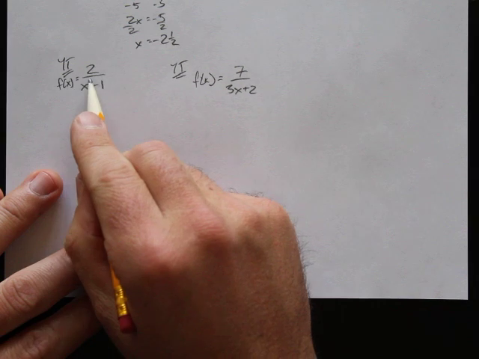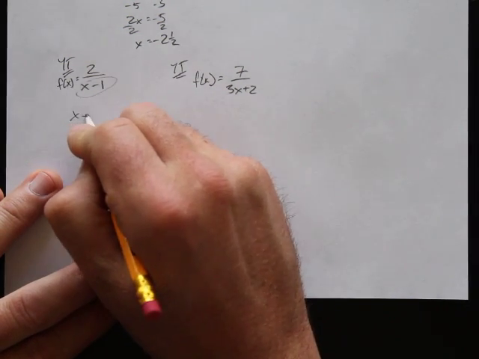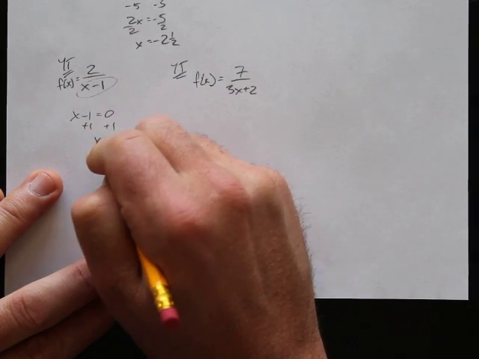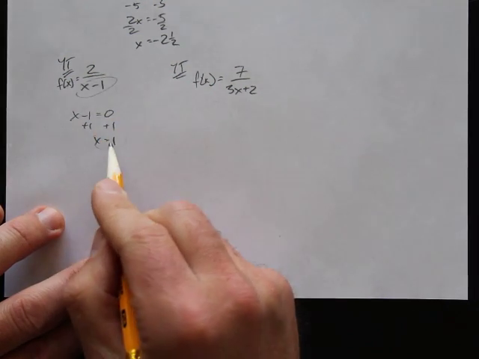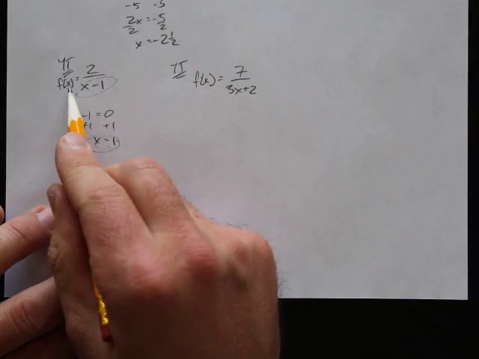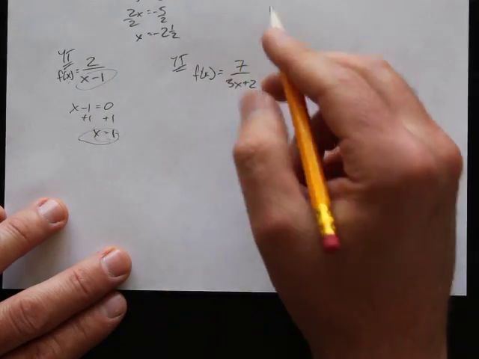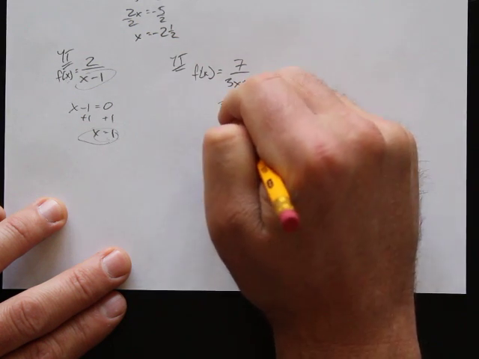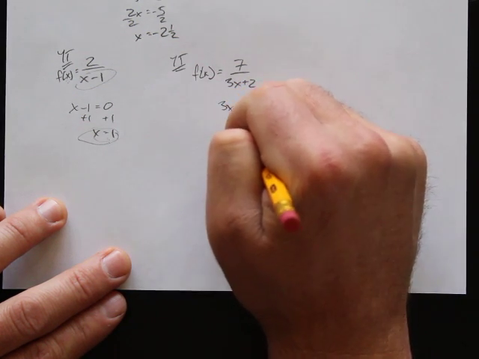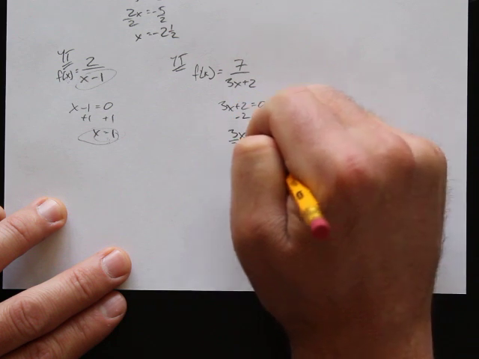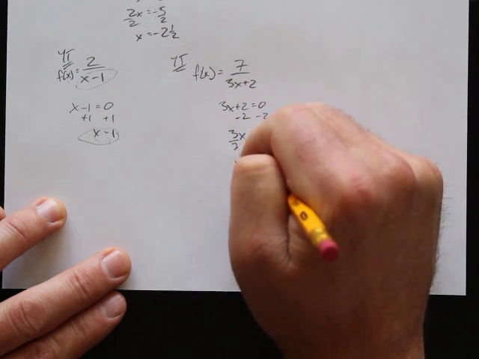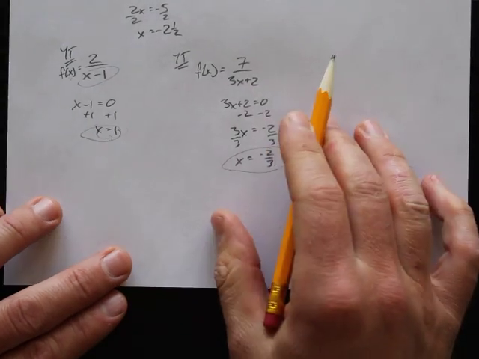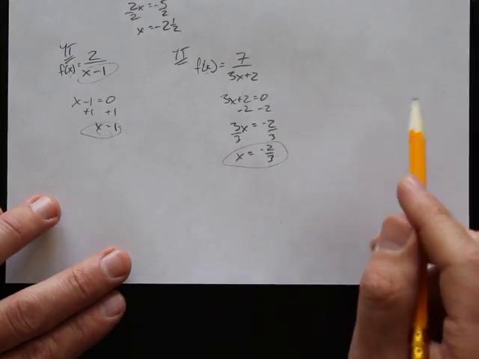Okay, this first one, I'm just looking at the denominator and I set it equal to 0. X minus 1 equals 0. Add 1 to both sides. X equals 1. This is the value for which this function is undefined. Let's try this one now. 3x plus 2 equals 0. Subtract 2. 3x equals negative 2. Divide by 3. X equals negative 2/3. This is the value for which the function is undefined.